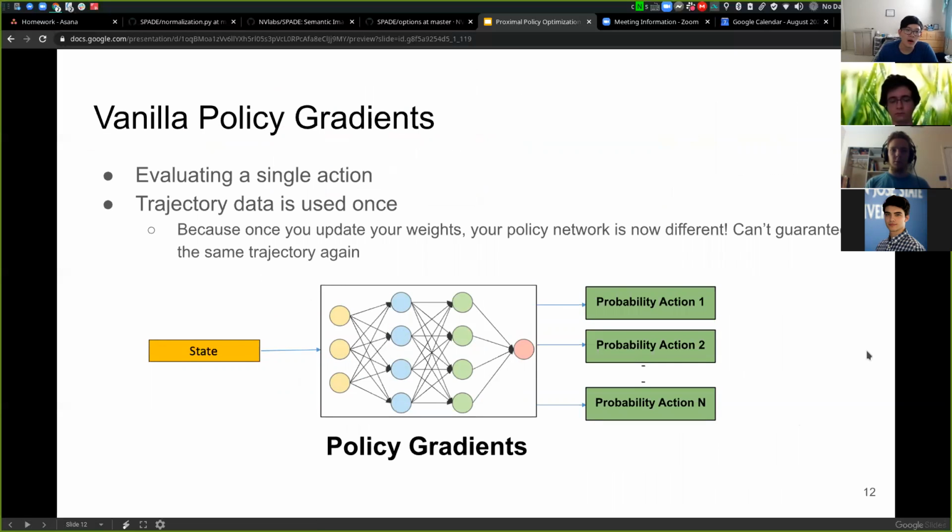So in a vanilla policy gradient, we are evaluating a single state, not a single action. And the trajectory data is used once, because once you update your policy based on your trajectory, your policy network is now different. So you can't guarantee the same trajectory again. And this comes in importance later.